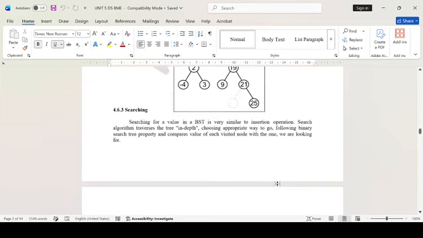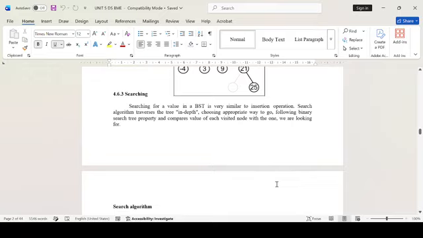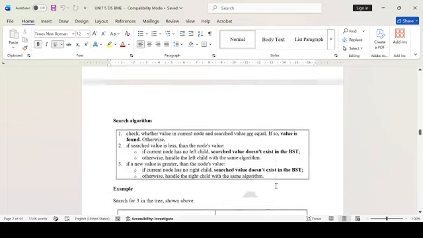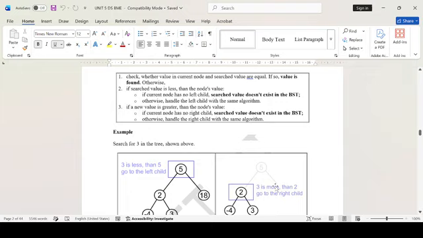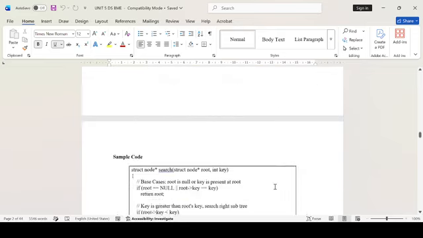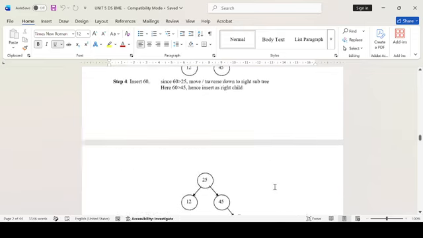Then searching. Searching means we are searching for required data in the tree by visiting nodes in the tree. We should start from the root node. If the value is found, it will be returned. Otherwise, if the value is less than the node, it goes to the left child. If the value is greater than the node, it goes to the right child. This condition will be followed. This is about the searching.